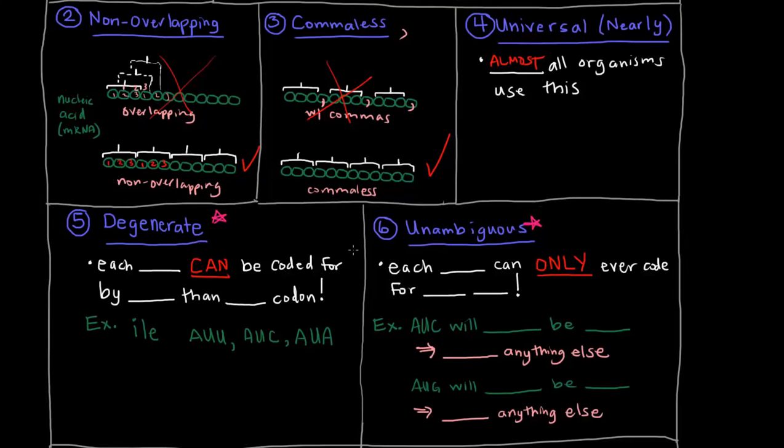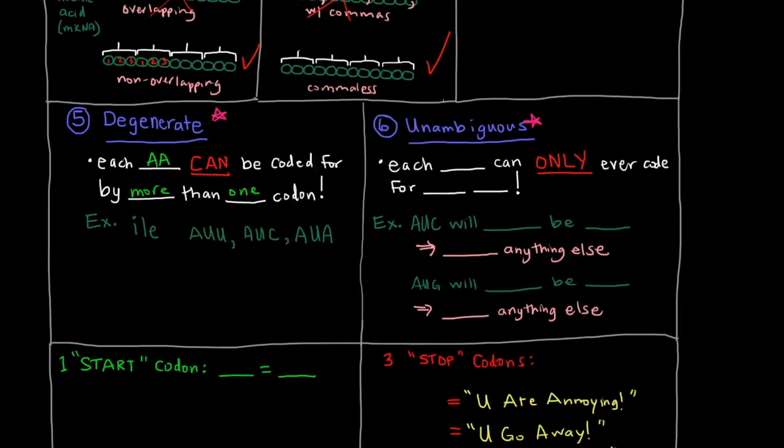Degenerate is the idea that each amino acid can be coded for by more than one codon. So what am I getting at there? Well, here's an example that may be helpful. Isoleucine can have three different codons. It can be AUU, AUC, or AUA.